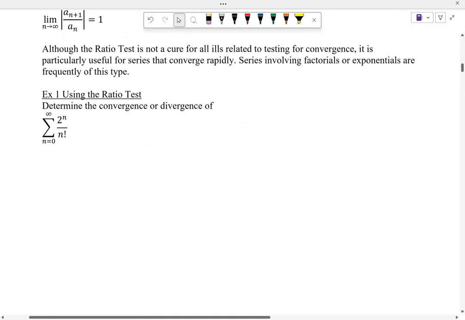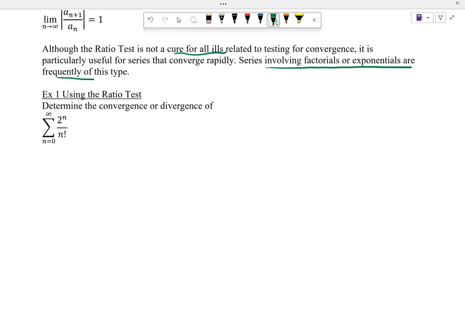Although definitely not a cure for all ills, it is definitely useful for series that converge rapidly. So factorials and exponentials are very nice uses for this ratio test. So just keep that in mind. If you've got a factorial or exponential, ratio test might be your way to go.